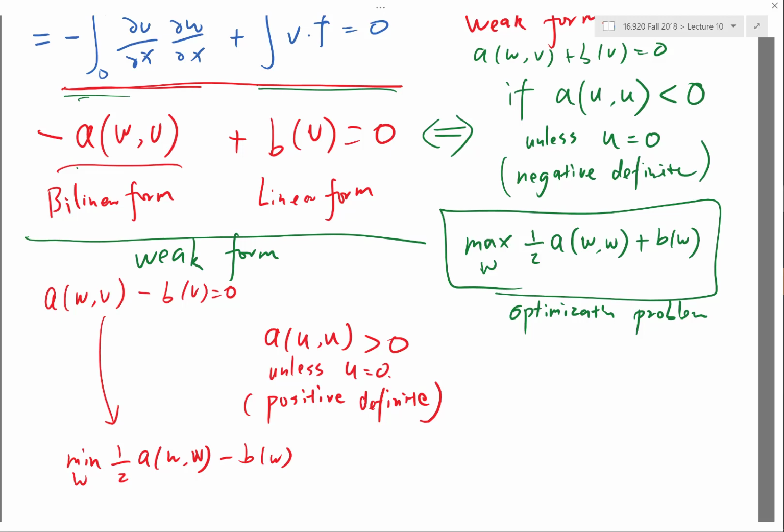So the convention, the canonical form, is to make a positive definite and also change the sign of the equation so that a is positive in the equation, which turns out to be a minimization problem. Yes?